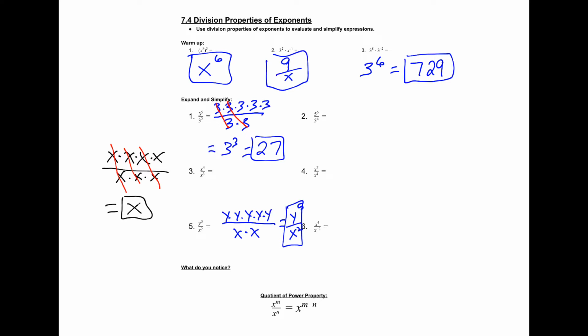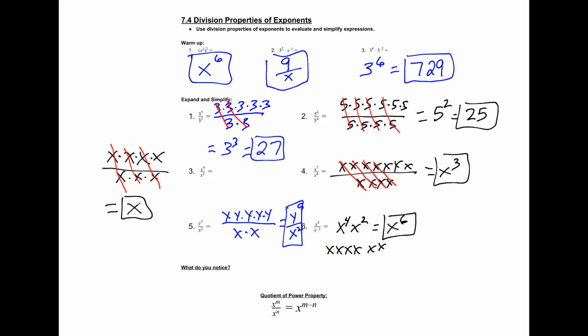All right, go ahead and do the other 3 on your own, 2, 4, and 6. Pause the video, come back, and the answers will be there. All right, there are answers. We have 25 for number 2, x cubed for number 4. And number 6 was a little bit tricky.